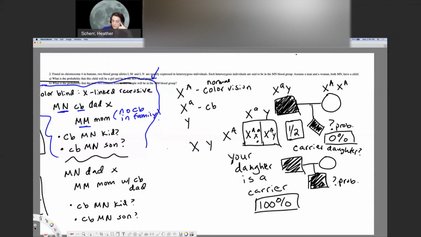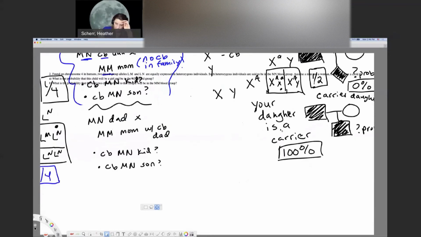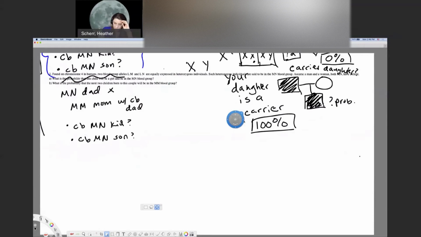What's the probability in this one? So this is sort of the same situation here. We don't even need to do the MN, right? Because we already know that it's not colorblind. And I guess the same thing here, not colorblind for the son either. So in that case, if we go down to this version of the problem, okay. So now you have an MN dad and an MM mom, and she has a colorblind dad.